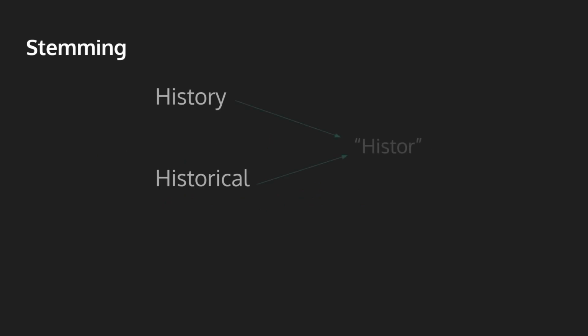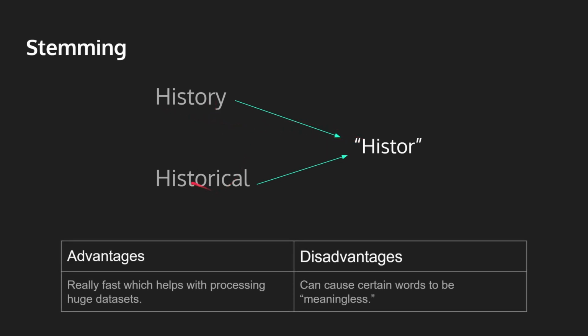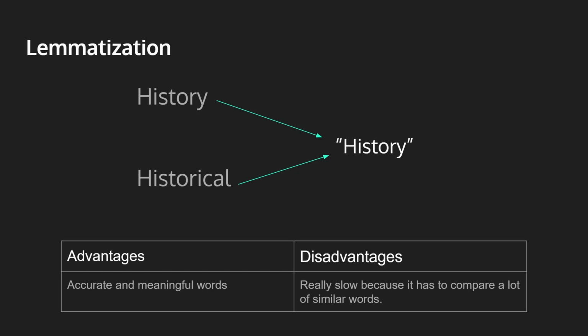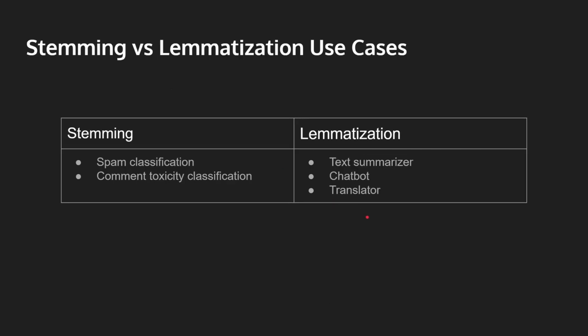Then we talked about stemming, which is trying to find the similar stem for different words and converting those words to the stem. The advantage is that it's super fast and it helps with processing huge data sets. The disadvantage is that it can be inaccurate, providing meaningless terms. For lemmatization, it provides accurate and meaningful words, but it can be really slow because it has to compare a lot of similar words.